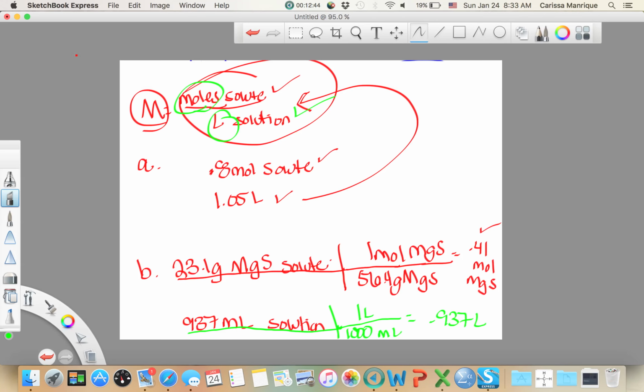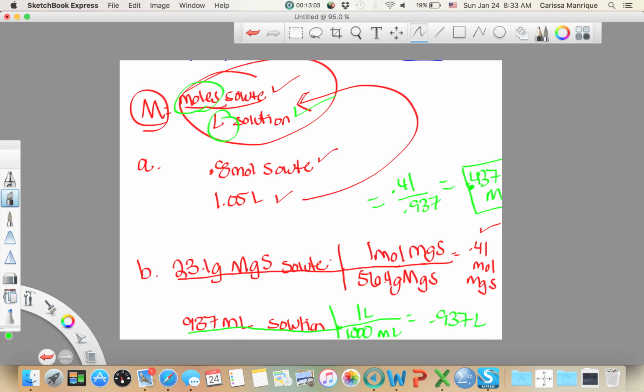So all I need to do is plug it into my formula to get the answer, which is going to be 0.41 divided by 0.937, which equals 0.437 molar.